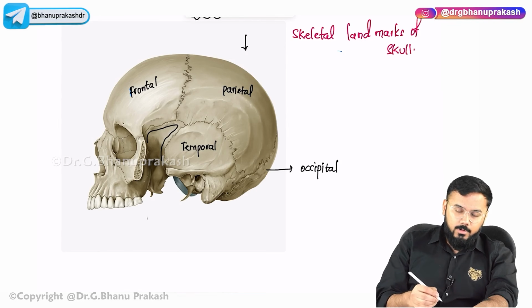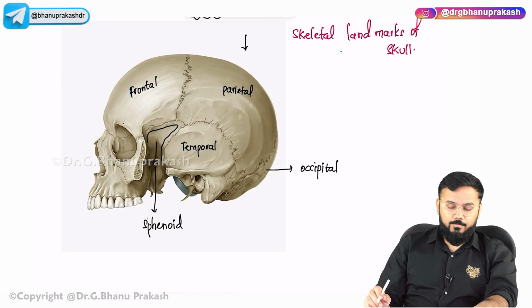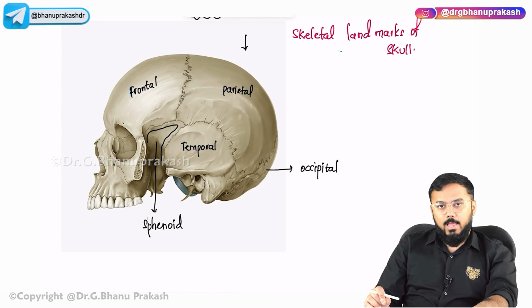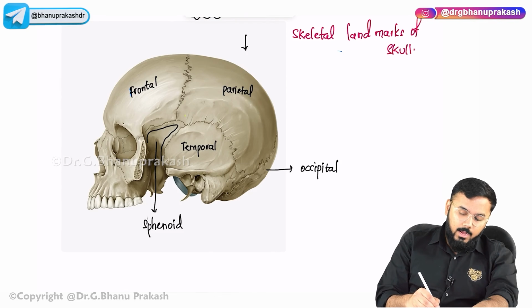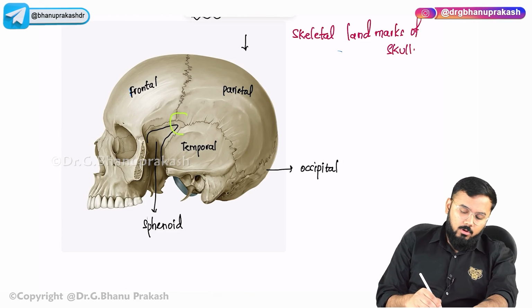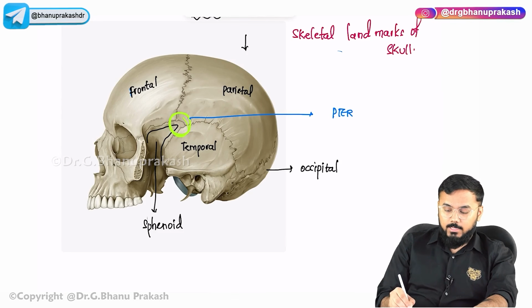And in the same way, you see a bone over here, right? This particular bone is called as sphenoid bone. You can also appreciate one very important thing, that the frontal, parietal, temporal and sphenoid bone, all of them are meeting at this point. The point where all of them are meeting is called as pterion. What is this called as? This is called as a pterion.